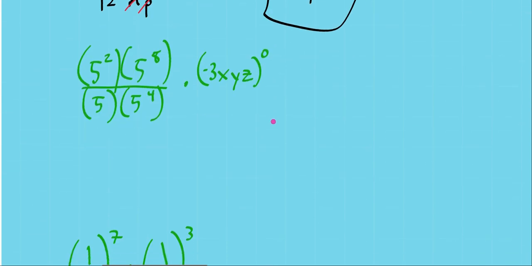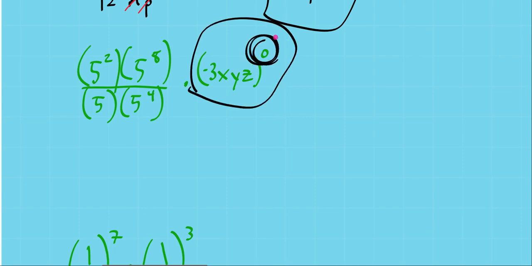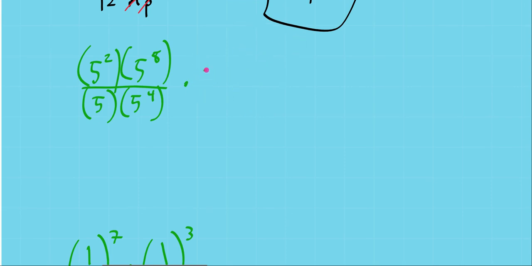We'll do a few more here. 5 squared times 5 to the 8 over 5 times 5 to the 4th times negative 3xyz to the 0. Right away, my eye is drawn to that 0 exponent because it's for free, right? It means that all of this I don't care about. It all equals 1 times 1. Anything times 1 is itself, forget about it.